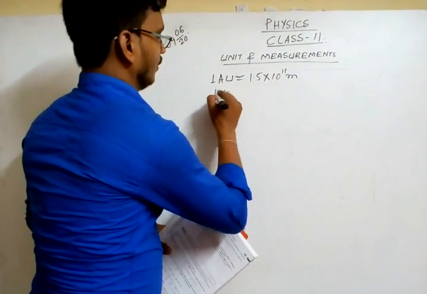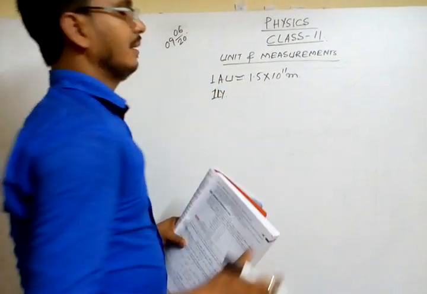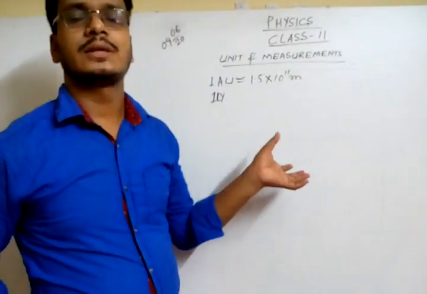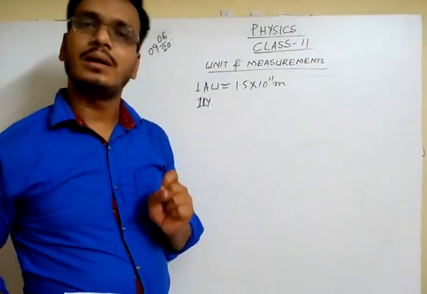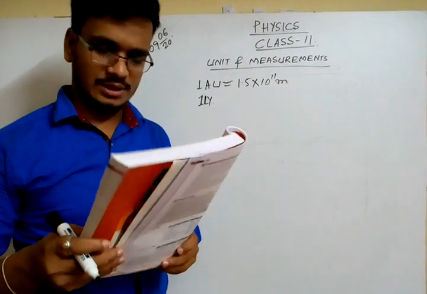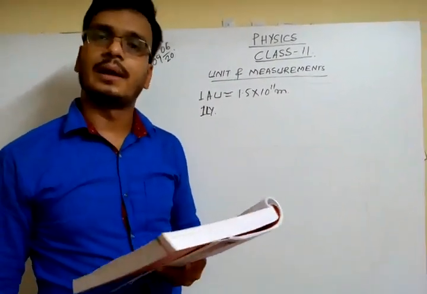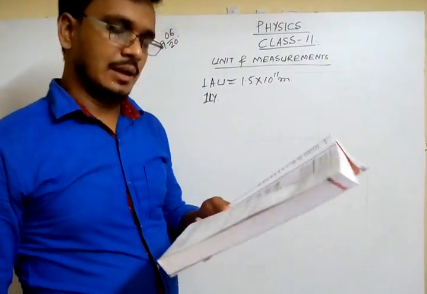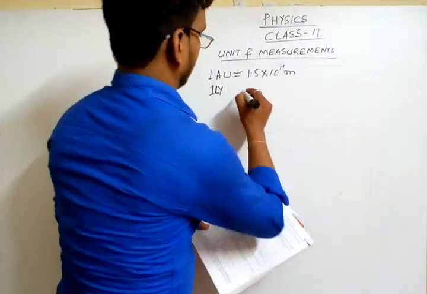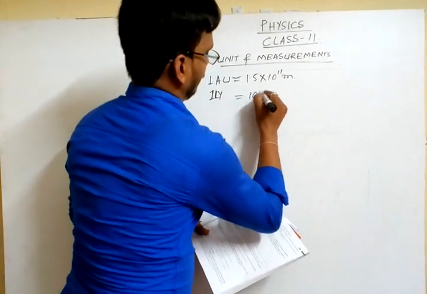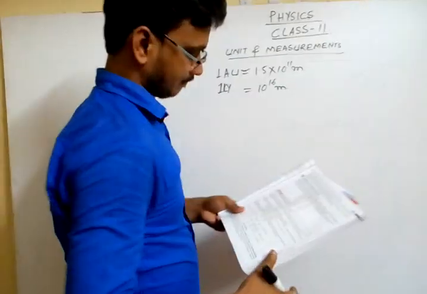After that is given the light year. So light year means the distance covered by light in 1 year. It is said that 1 light year is the distance traveled by light in vacuum in 1 year, and its value is given as nearly 10 to the power 16 meter.